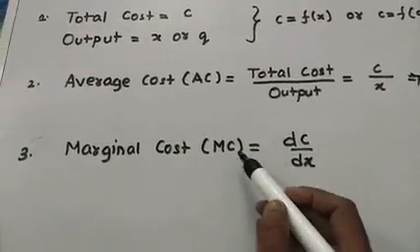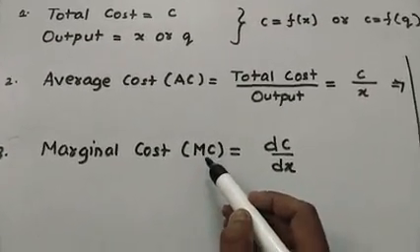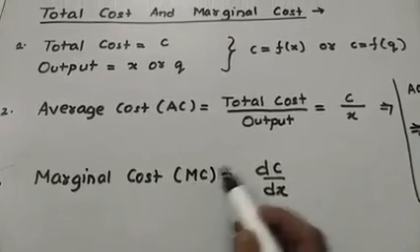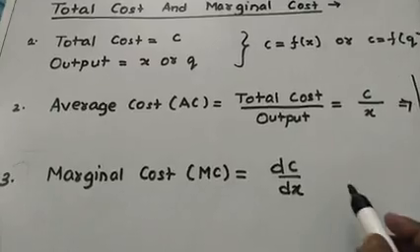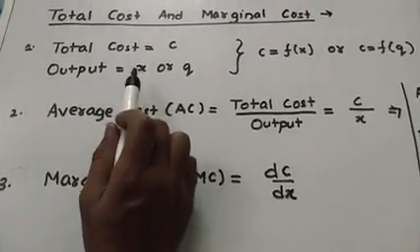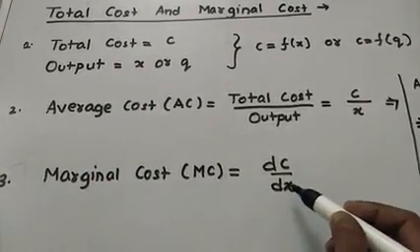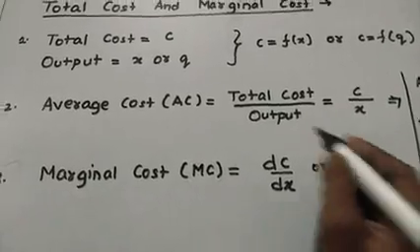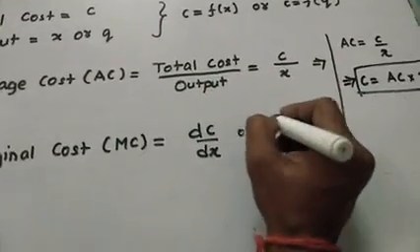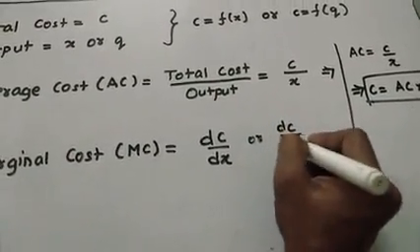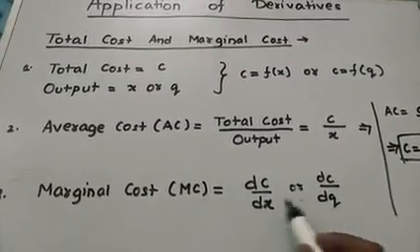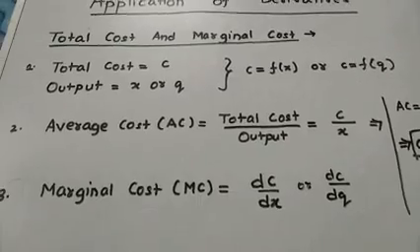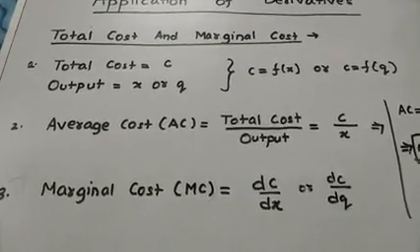And the last one, that is the marginal cost, MC. Marginal cost will be the derivative of total cost with respect to the output. Now here if the output is X, then we have to differentiate with respect to X. Or if the output is Q, then we have to differentiate with respect to Q. That totally depends on the question, in which variable the output is given. So this is the formula of total cost and marginal cost.